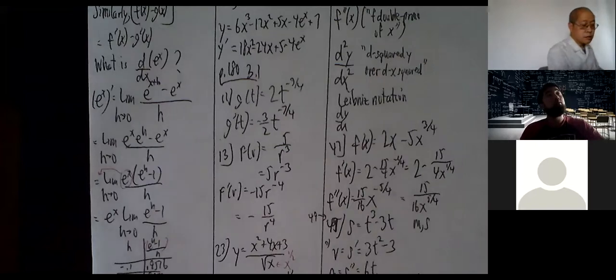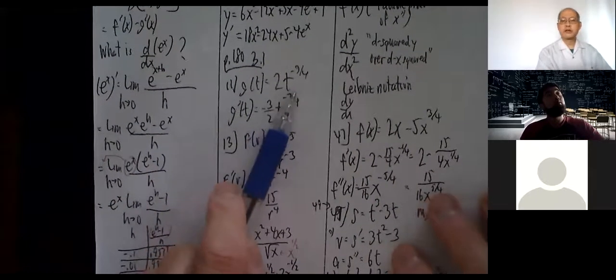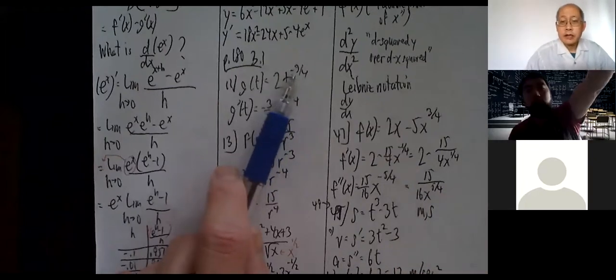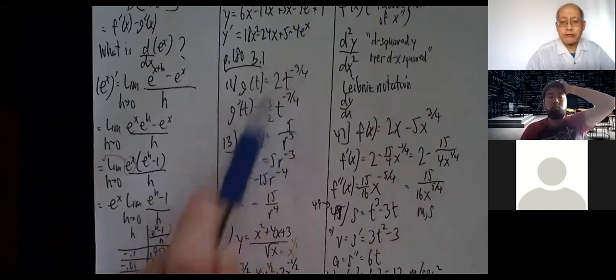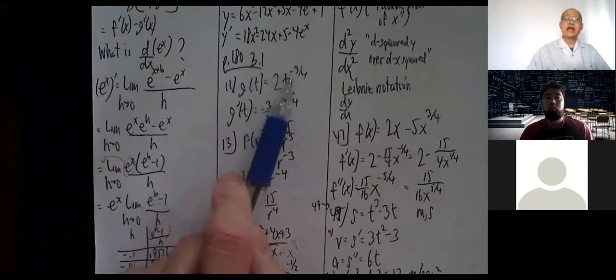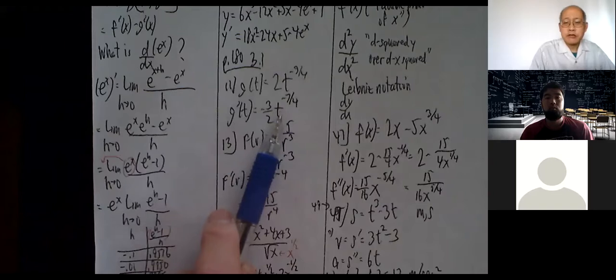Two t to the negative 3/4. All right, so I do the power rule. Negative 3/4 times 2, I can cancel the 2 with the 4, so negative 3/2 t to the negative 3/4 minus 1. That's negative 3/4 minus 4/4. So negative 3/2 t to the negative 7/4.